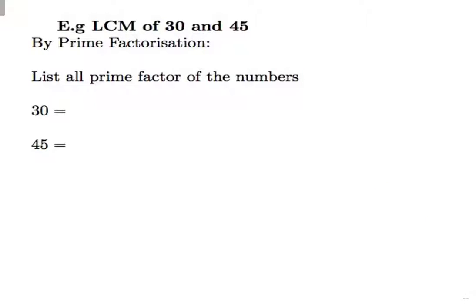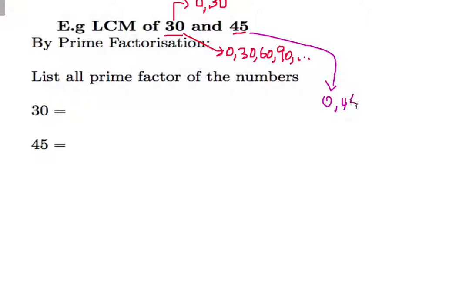Let's move on. Now we'll use the prime factorization method. You might think listing works if it's a small number, say 30 and 45. If we list it out, for 30 it will be 0, 30, 60, 90, and the list goes on. For 45, it will be 0, 45, 90, and the list goes on. What's common between them? The lowest common one, as you can see here, is 90.